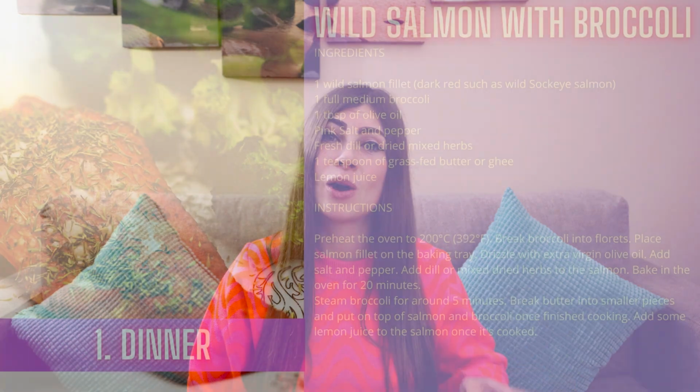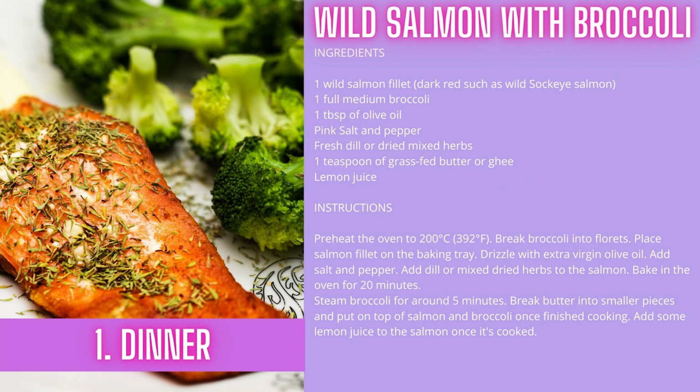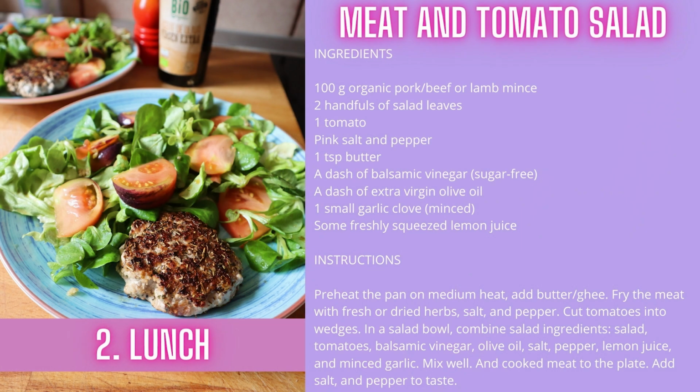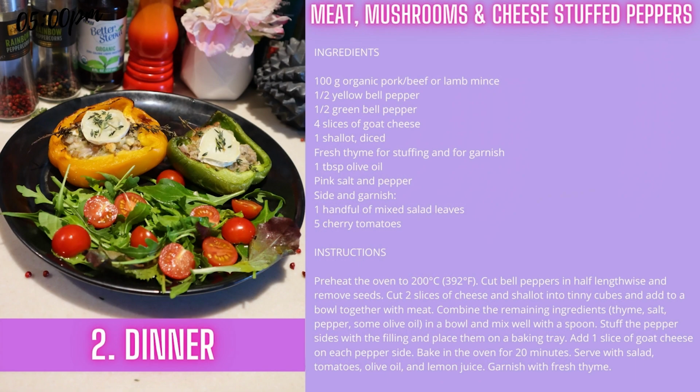Then the next meal, wild salmon with broccoli, cooked in an oven. Then day 2, lunch, 100 grams of meat with greens and tomato. I made this meal in like 6 or 7 minutes. And for dinner, meat, mushroom, and cheese stuffed peppers. Again, nothing too complicated. You mix the ingredients, stuff peppers, and cook it in the oven. It takes around 25 minutes to prepare, but the actual active preparation is only 5 minutes. The rest of the time, you can do whatever you like.